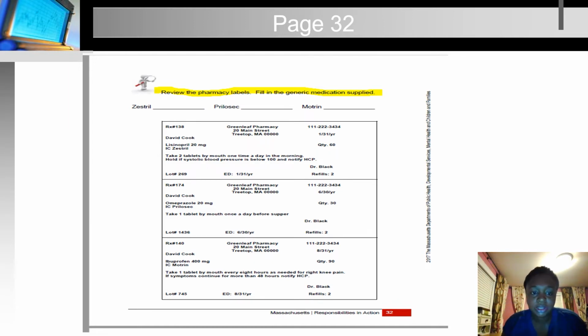So I want you to look at the 3 here, Zestril, Prilosec, and Motrin. Then look at the pharmacy labels, which are these 3 down here, and write the other name, the generic medication name for it, okay? So I have my little Jeopardy, and when I start to go over the answers as per usual, just pause it if you're not done to give yourself a chance to finish, and then you could start it when you're ready.